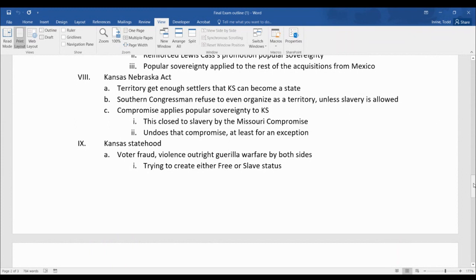The compromise, though, applies popular sovereignty to Kansas, which does a number of things. Number one, it takes that concept and applies it in this act, of course, to something farther east. By doing so, it basically gets rid of the Missouri Compromise. Kansas is a place where that would have been prohibited under the original Missouri Compromise of 1820. Now they're allowing popular sovereignty, which means it may or may not be free, right?